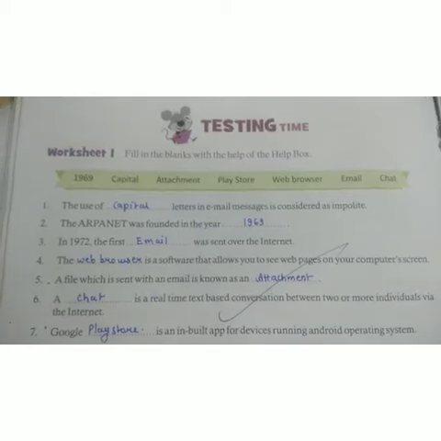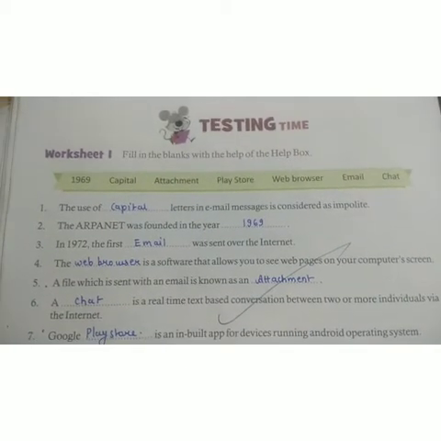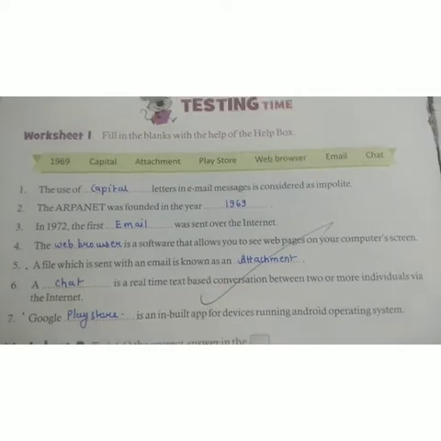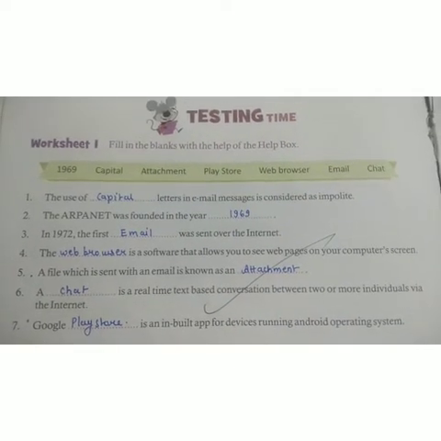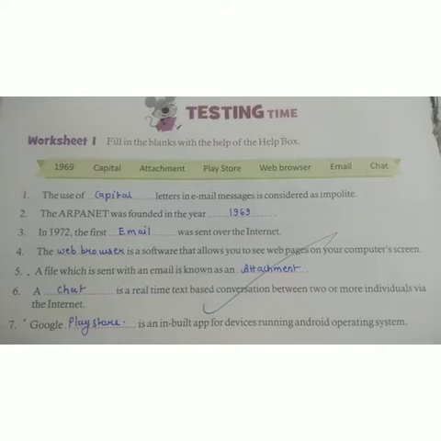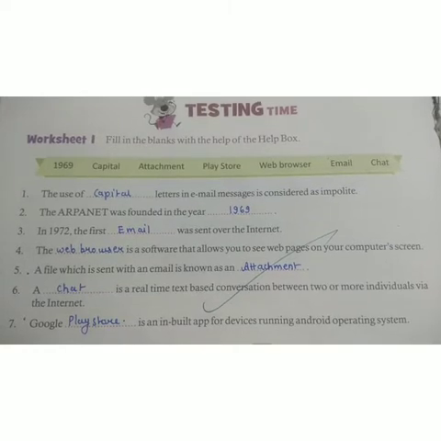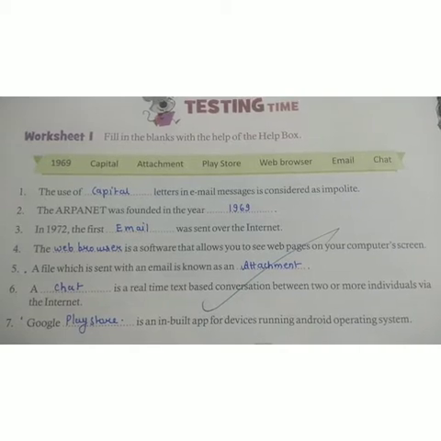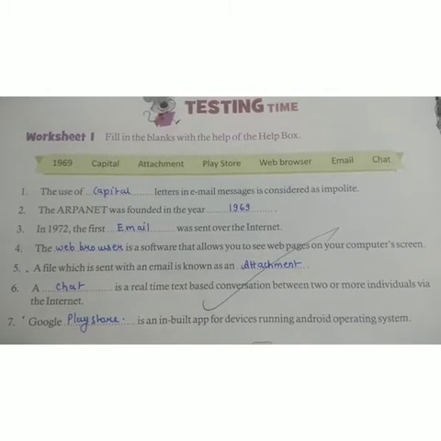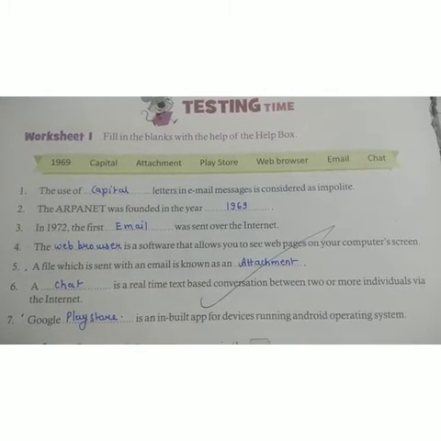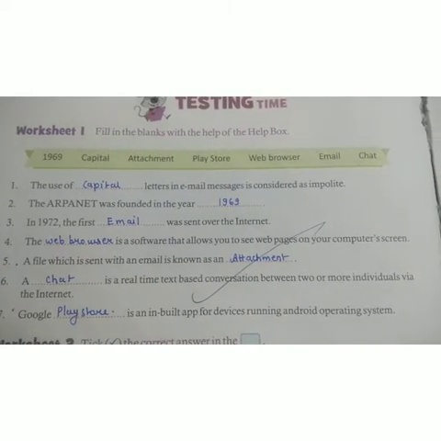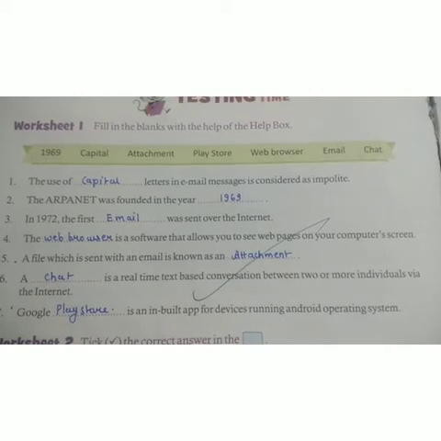Students, worksheet number first. Come to worksheet number first and fill it properly. Number first, fill in the blanks. First question, the use of capital dash letters in an email message is considered impolite. So it is the capital letters. Second, the ARPANET was founded in the year, which year? 1969. Third, in 1972, the first dash was sent over the internet. Email. Fourth, the dash is a software that allows you to see web pages on your computer screen. Web browser.